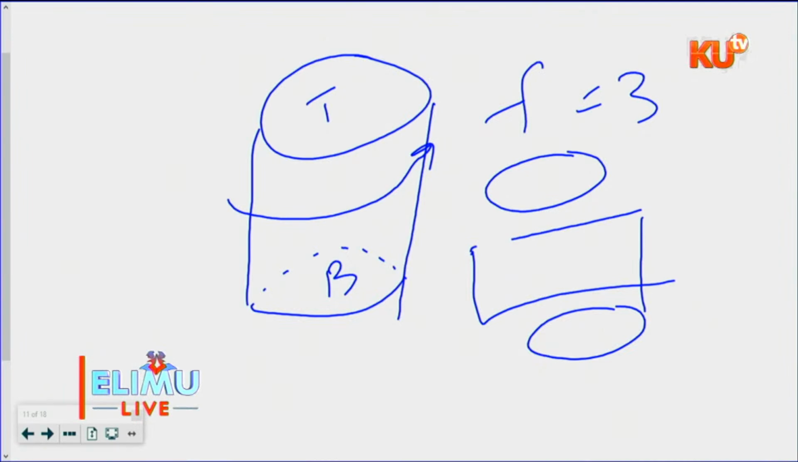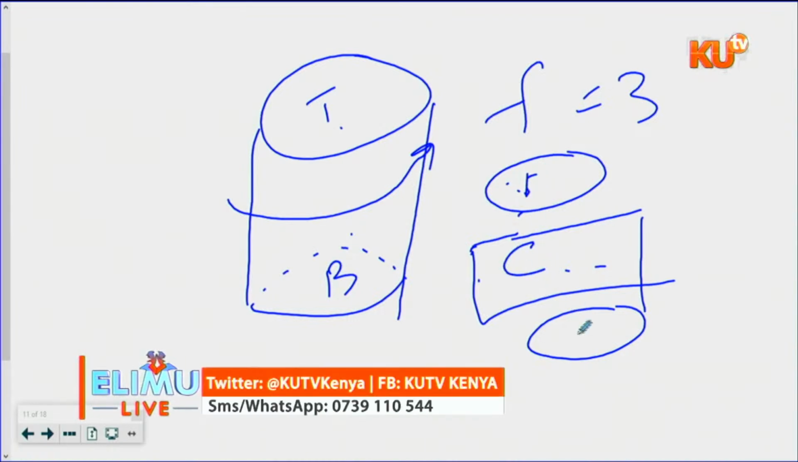This is how we open the cylinder. This rectangular shape here will make our curved part. This one will make our top. This one will make our bottom. So top, curved, bottom. So the faces are 3.